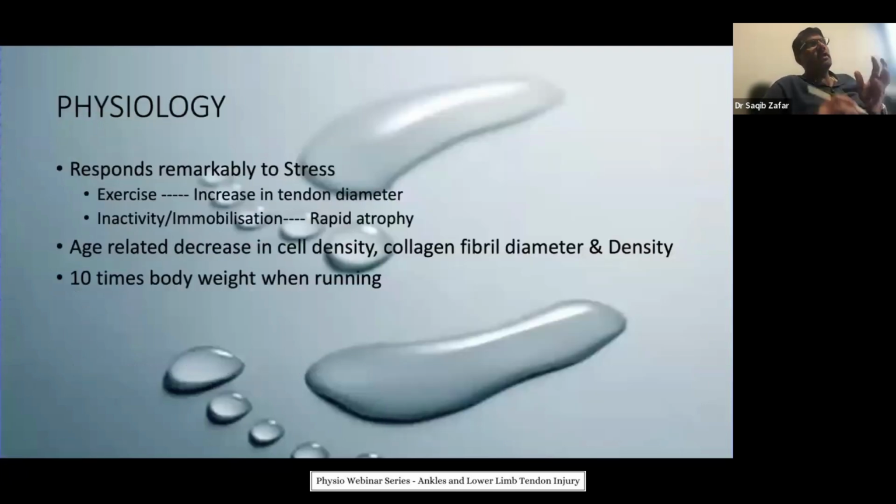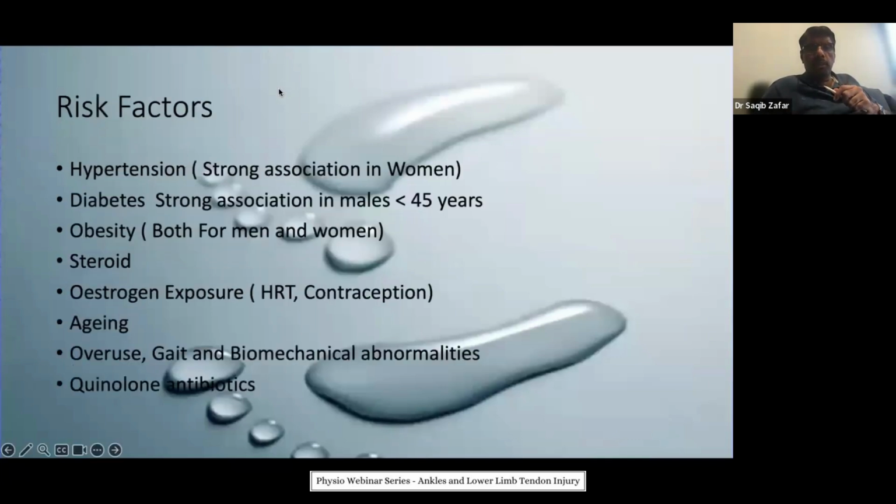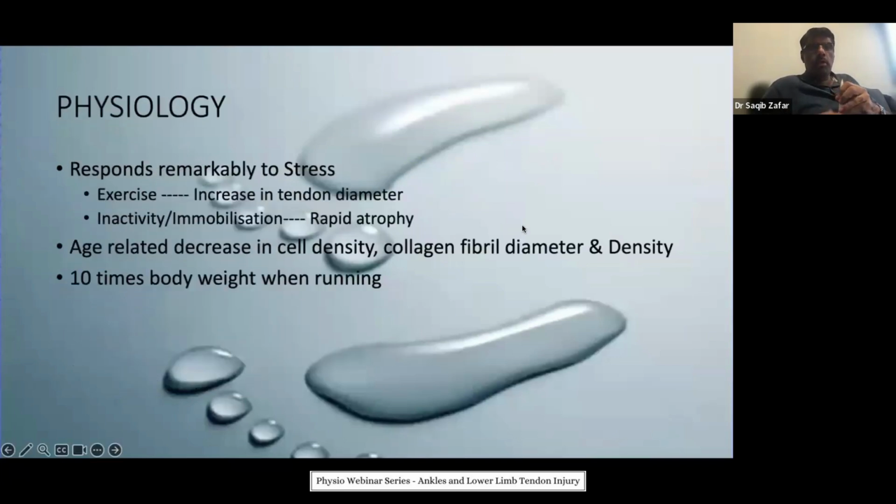Now, both for Achilles tendon and plantar fascia, they are stress-bearing anatomical structures, and they respond quite remarkably to stress. And that means that if somebody is quite active and they are doing exercise, that will result in increase in the diameter of the tendon, will add more tenocytes, collagen matrix, connective tissue, and makes the tendon stronger.